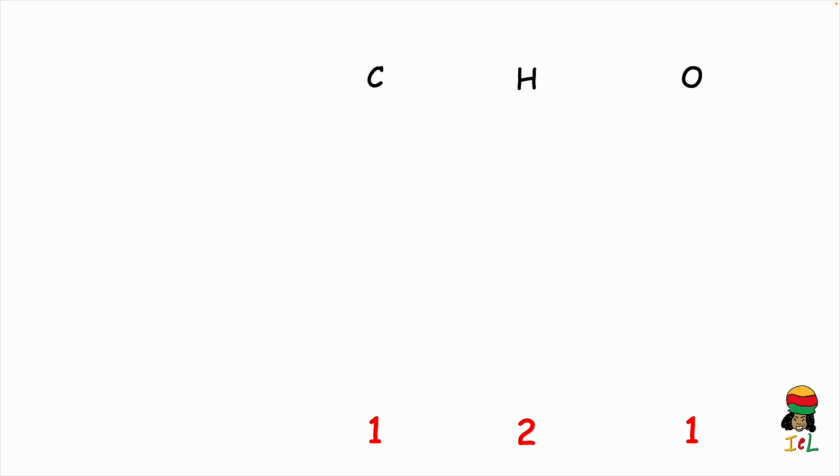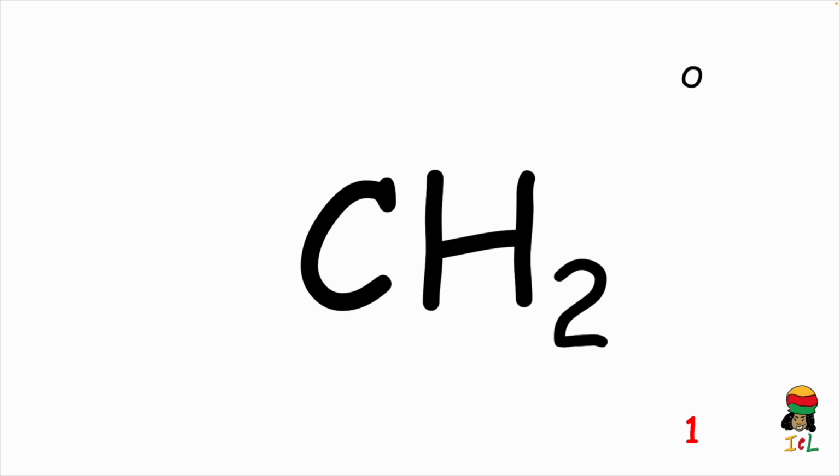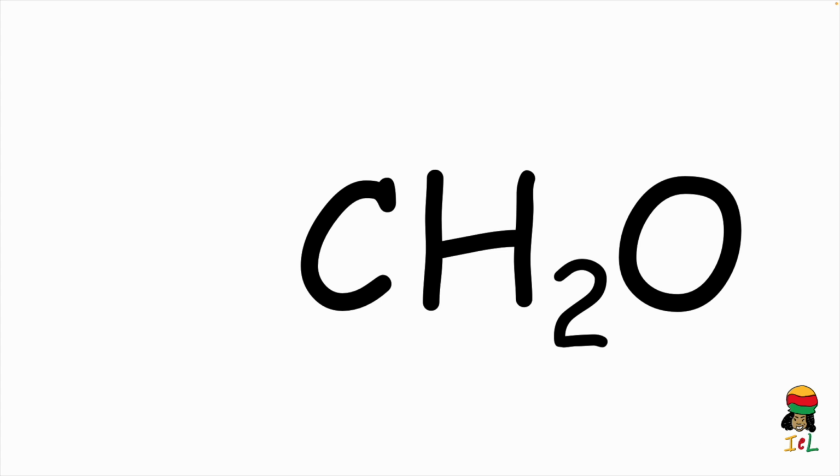So the lowest possible ratio for the elements in glucose is 1 carbon, written as C, 2 hydrogens, written as H2, and 1 oxygen, written as O. Consequently, the empirical formula for glucose is CH2O.